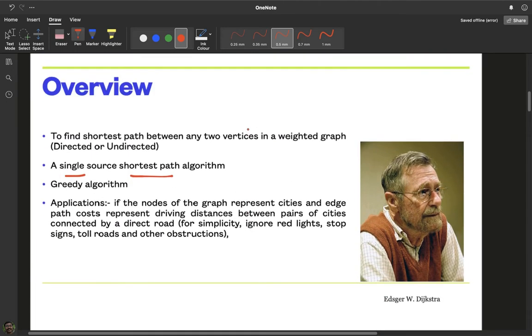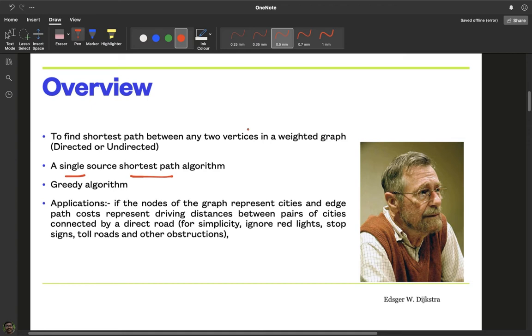And similarly, it's a greedy algorithm. You know what a greedy algorithm is? At each step you are looking at the best possible choice available. You are not looking at the previous choices. You are looking for the best possible choice available at each step. And similarly, the applications abound. If you want to find a distance as in Google Maps or some other applications like that, you can easily use Dijkstra's algorithm.